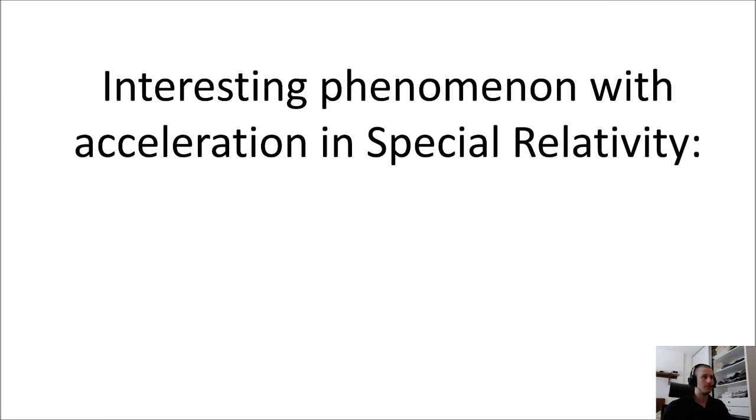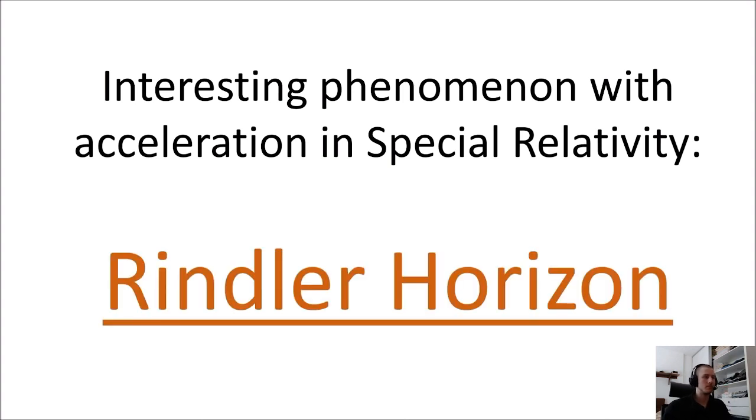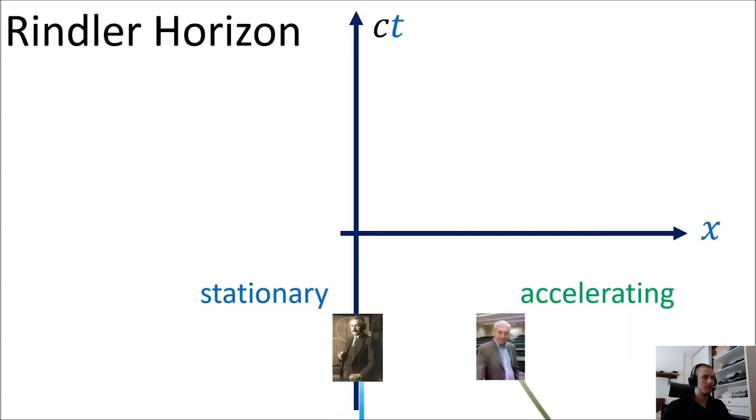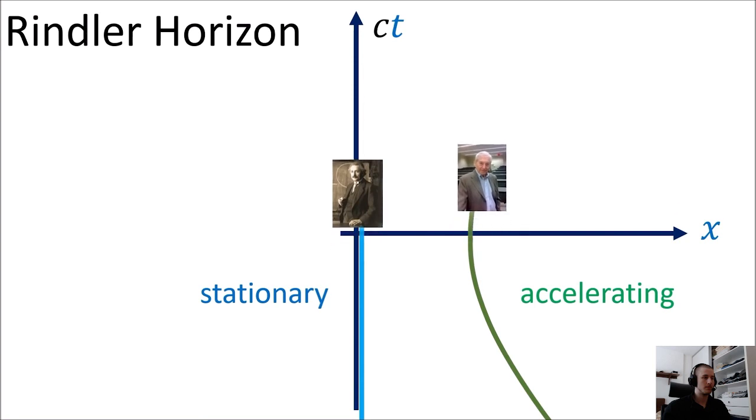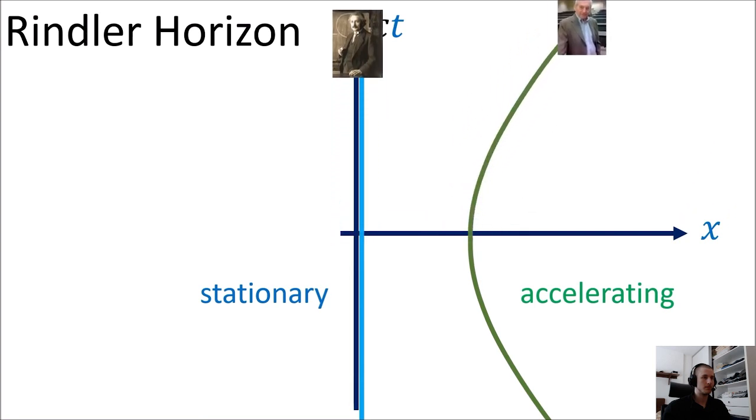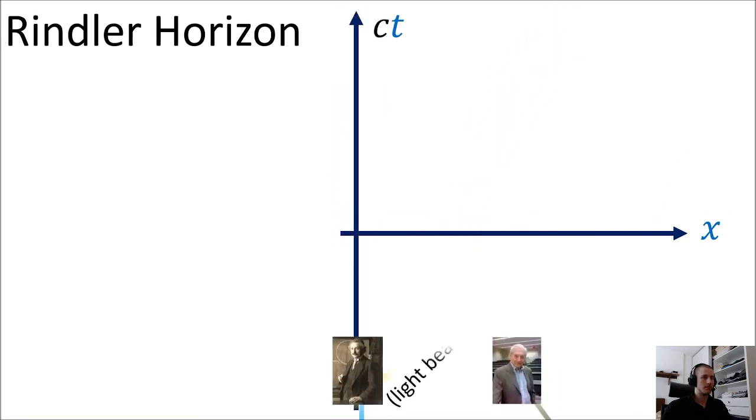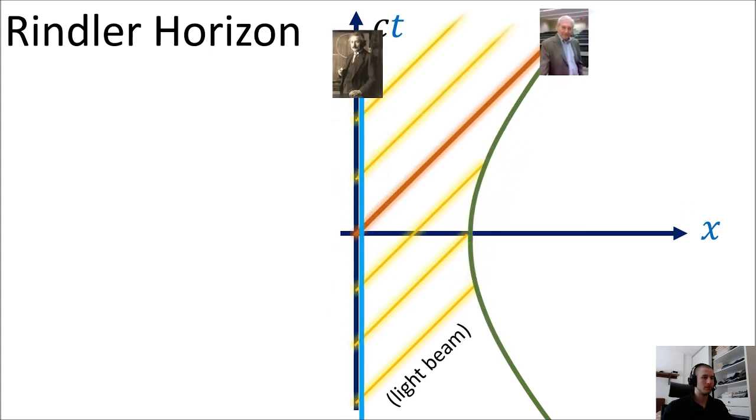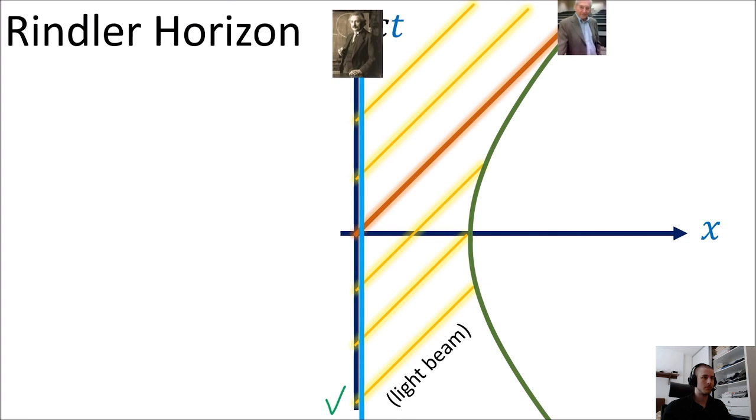The last thing I want to talk about is an interesting phenomenon related to acceleration in special relativity called the Rindler horizon. The Rindler horizon phenomenon is named after the physicist Wolfgang Rindler. Let's say that Einstein is stationary and Rindler is undergoing constant acceleration on a hyperbolic world line. And let's say that Einstein sends beams of light toward Rindler at constant intervals in time. We see that the first few light beams reach Rindler with no problem, but after a certain point, the light beams will never catch up with Rindler.